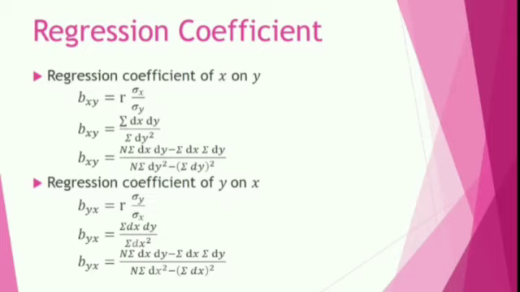Second, regression coefficient of y on x. byx equal to r into sigma y divided by sigma x. byx equal to summation of dx dy divided by summation of dx square. byx equal to n into summation of dx dy minus summation of dx into summation of dy divided by n into summation of dx square minus summation of dx the whole square.